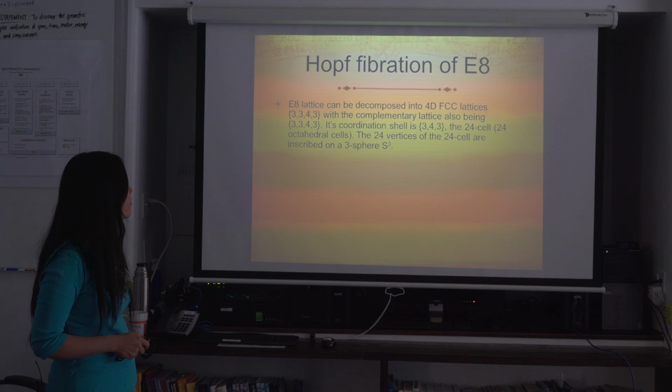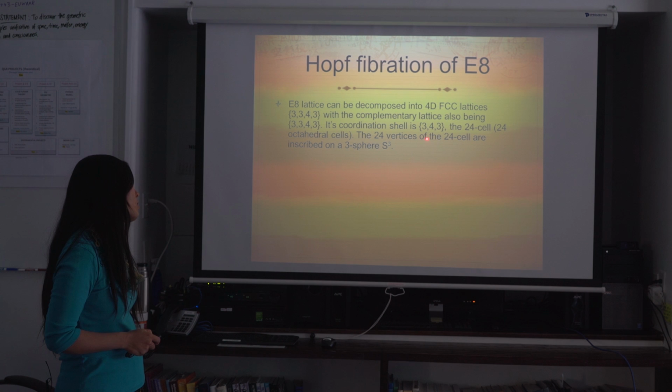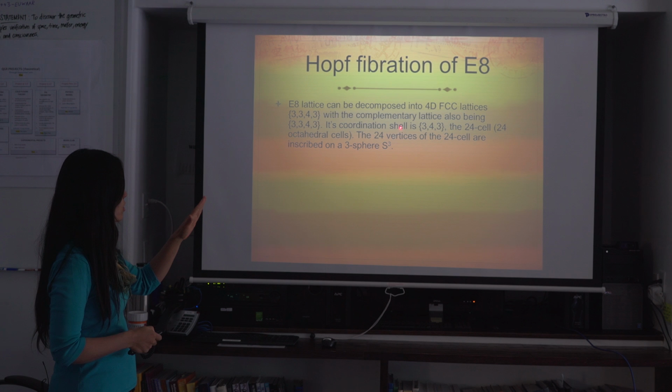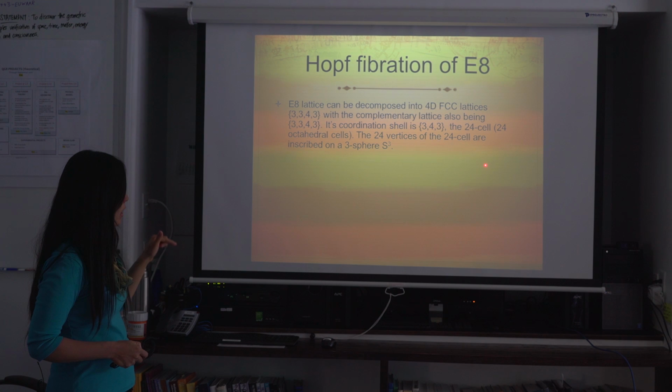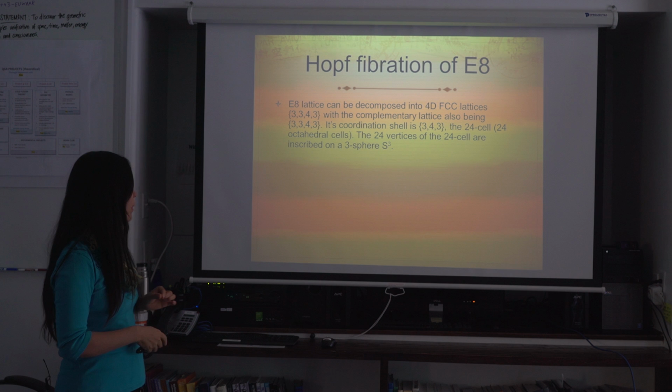Honeycomb. Mm-hmm. What do you mean by honeycomb? Honeycomb, lattice. The 24 vertices of the 24-cell are inscribed on a three-sphere, S3. So we're talking about the coordination shell of this lattice, which is a 24-cell. The 24-cell has 24 vertices, and these vertices land on a three-sphere in a four-dimensional space. Basically, they are the same radius from the center. Yeah, it's a regular polytope.